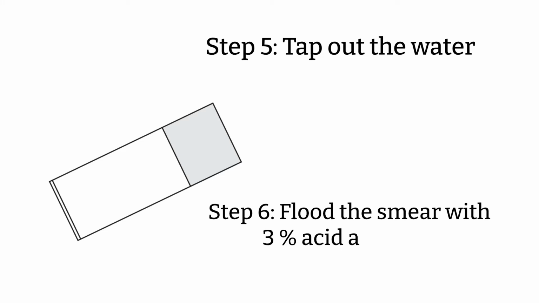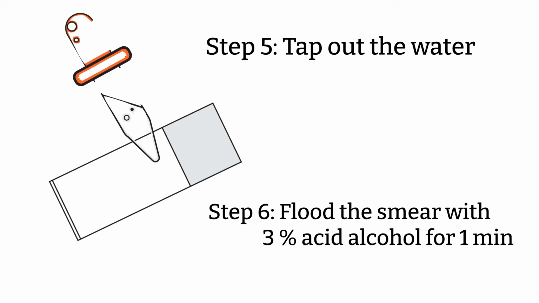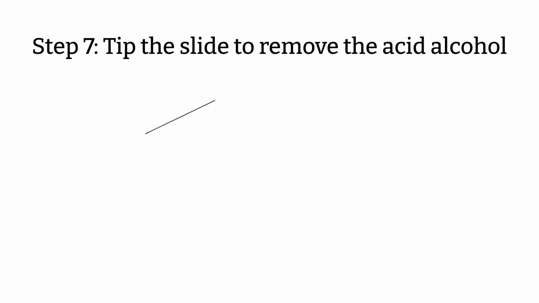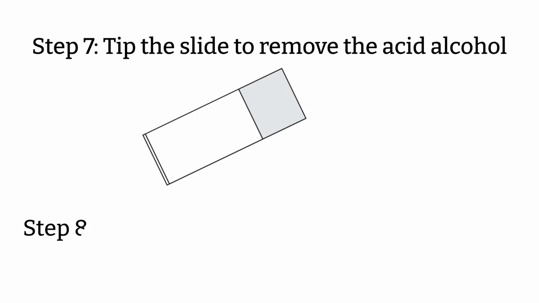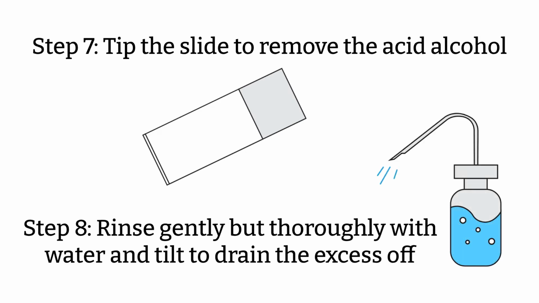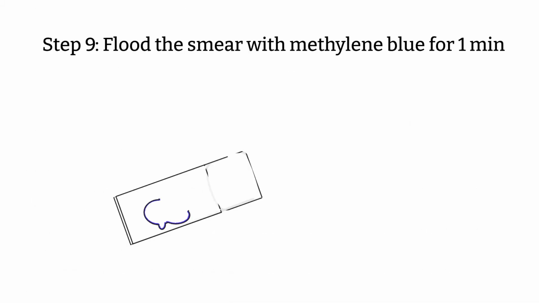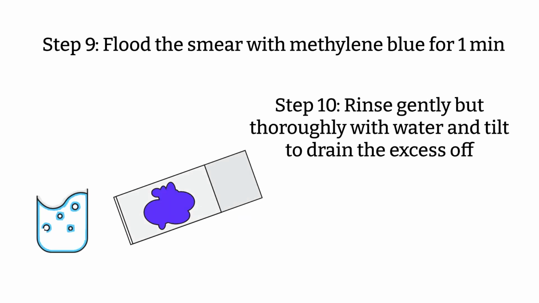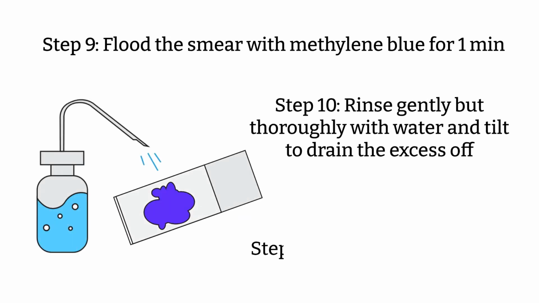Step 6. Flood the smear again with 3% acid alcohol and let it remain on the slide for 1 minute. Step 7. Tip the slide to remove acid alcohol. Step 8. Rinse gently but thoroughly again with water and tilt to drain excess water off. Step 9. Flood the smear with methylene blue for 1 minute. Step 10. Rinse gently with water and tilt to drain the excess water. Step 11. Place slides upright in a rack to air dry before reading.